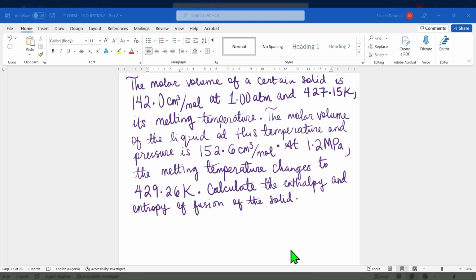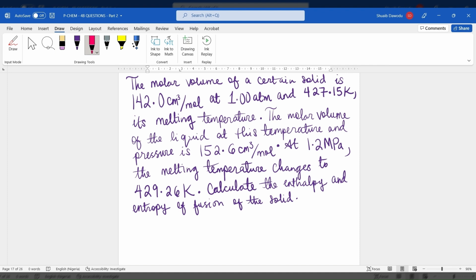Today we're going to be working on the question on the screen that says the molar volume of a certain solid is 142.0 centimeter cube per mole at 1.00 atmosphere and 427.15 Kelvin, which is its melting temperature. Then they also said the molar volume of the liquid at this temperature and pressure is 152.6 centimeter cube per mole. At 1.2 megapascal, the melting temperature changes to 429.26 Kelvin. Calculate the enthalpy and entropy of fusion of the solid.